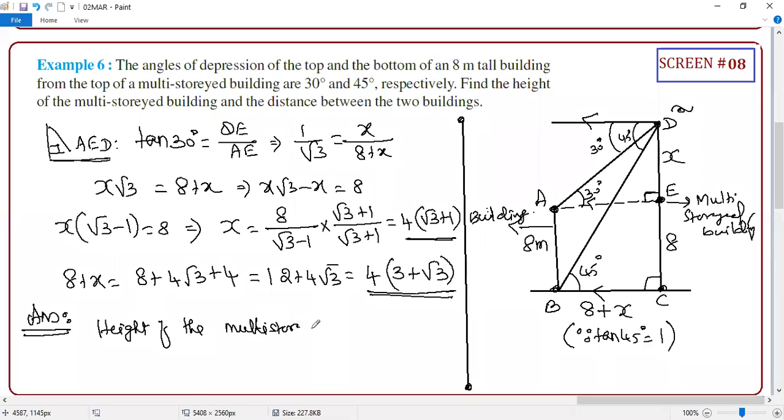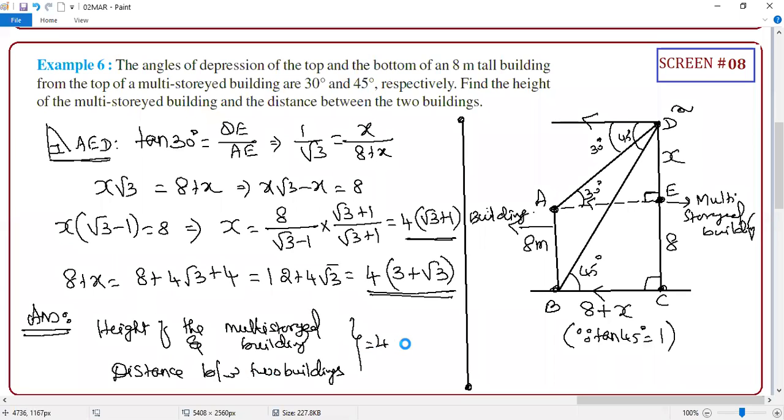Multi-storied building and distance between the two buildings. You can write it as two answers, student, no problem. Distance between two buildings is equal to the same answer, 4 into 3 plus root 3 meters. Very important, student: you have to write that unit.